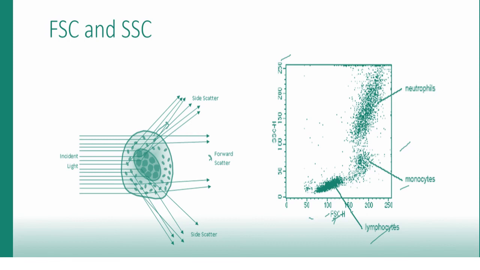Filters and photomultiplier tubes are placed at a 90 degrees angle to the incident light, and it detects side scattered light, which indicates cell granularity, or the internal complexity of the cell. Thus, the measurements of FSC and SSC are used for the differentiation of cell types in a heterogeneous cell population.